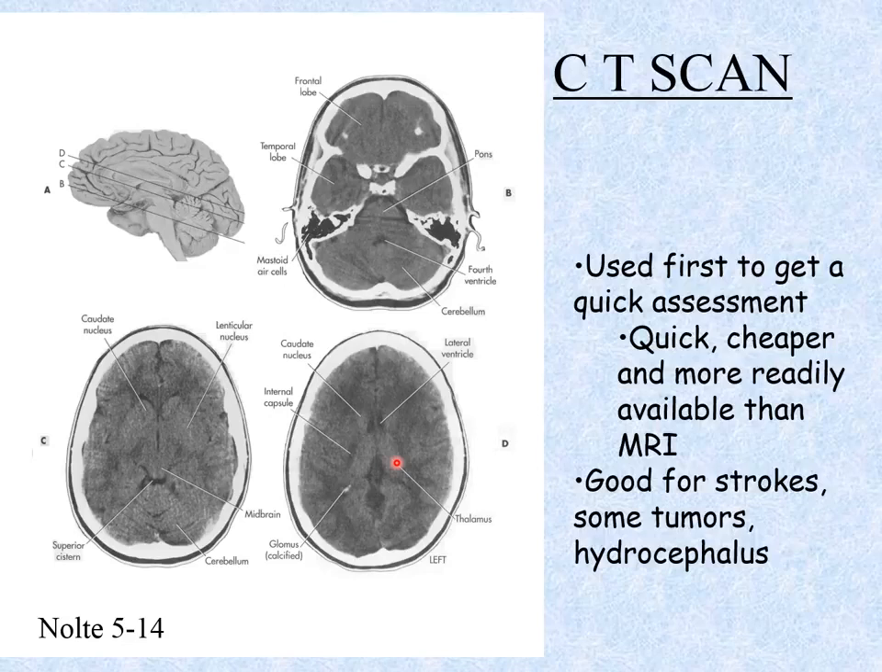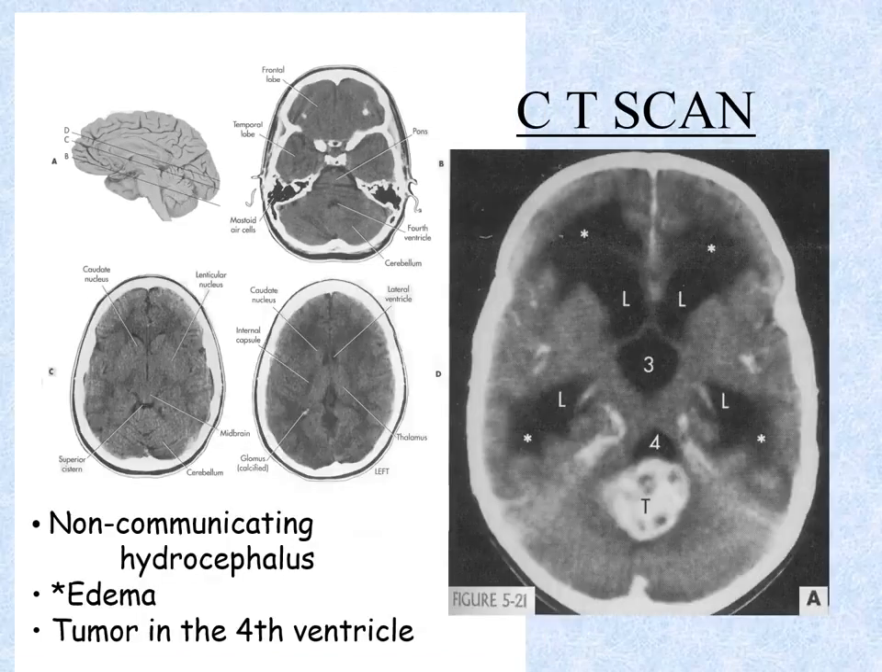This CT scan is quicker, cheaper, and more readily available than an MRI, and it's also particularly good for picking out strokes at certain points in time, some tumors, and is very good for assessing hydrocephalus.